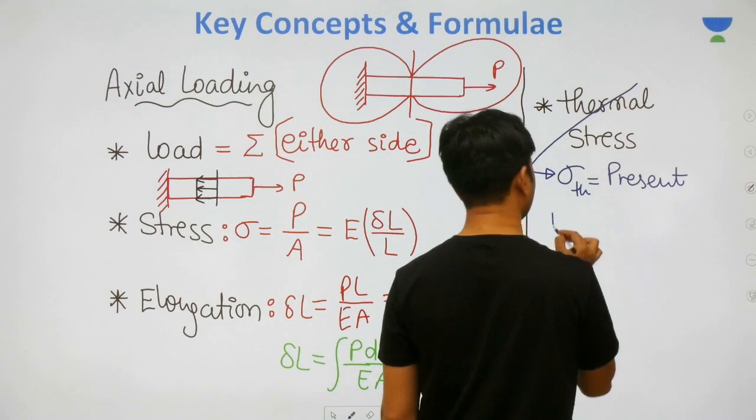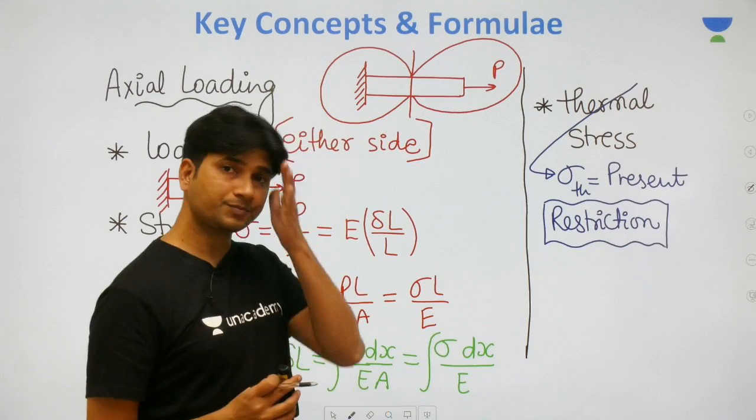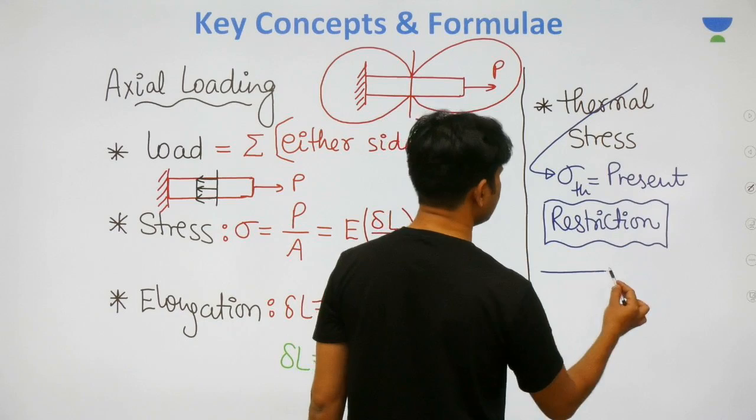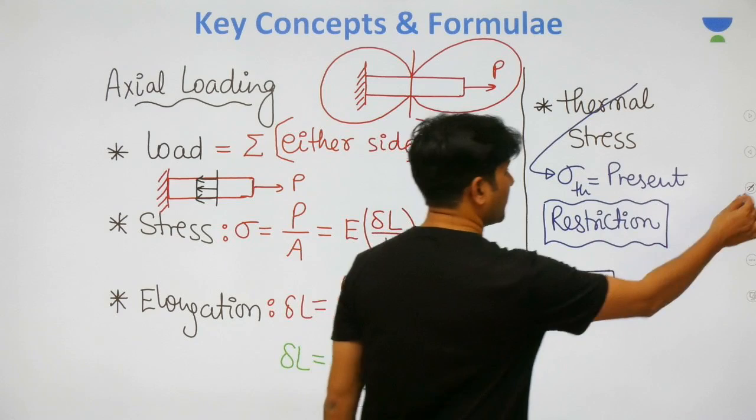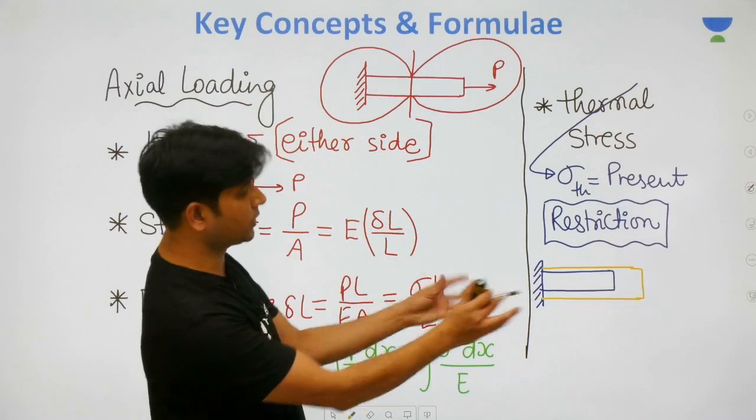When restriction is there, then my dear friends, thermal stress will be present. If restriction is not there, then thermal stress will not be present. Why? Because suppose you have got a member, and that member is having a tendency to expand in all possible directions, something like this. Now, if you're not putting any restriction, if you're keeping it free to expand, why would it resist?